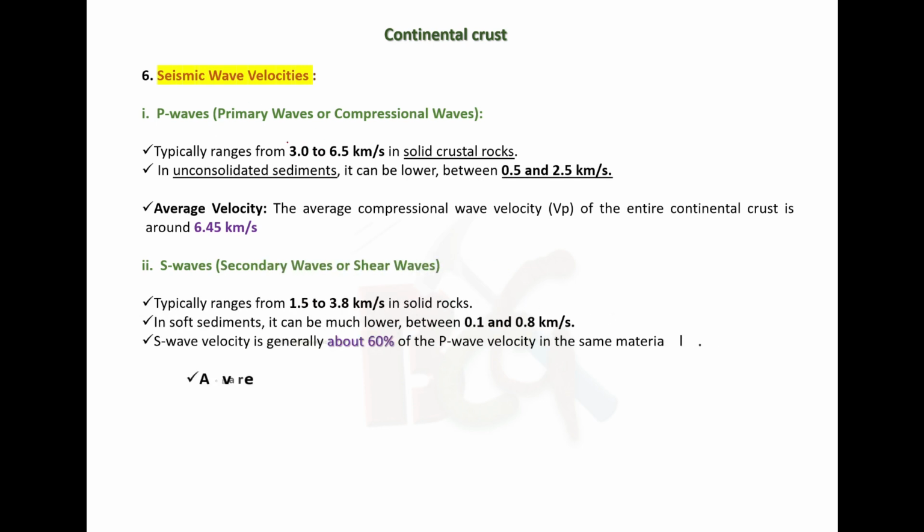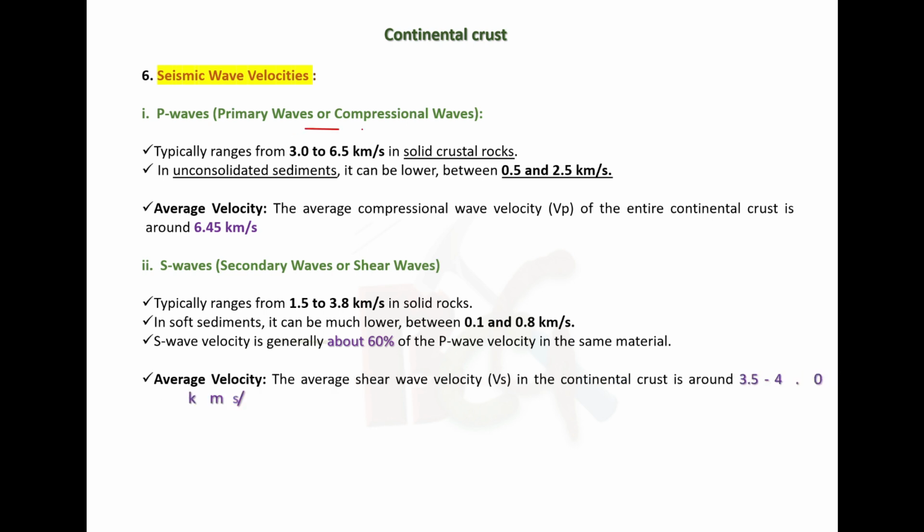P waves are primary or compressional waves. S waves are secondary or shear waves. And the key thing is they travel at different speeds depending on the material they pass through, its density, its rigidity, stuff like that. By measuring how long it takes for these waves to travel from a source to seismometers around the world, scientists can build up a picture of the Earth's interior structure, including the crust. It's like doing an ultrasound or a CT scan of the planet. A CT scan of the Earth.